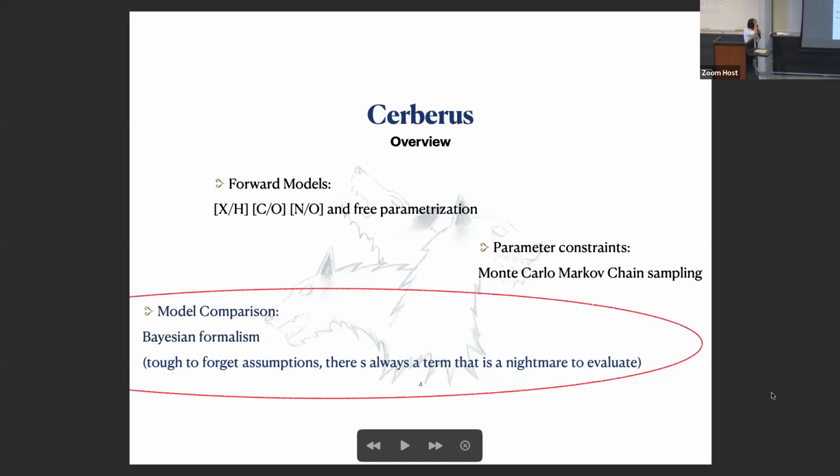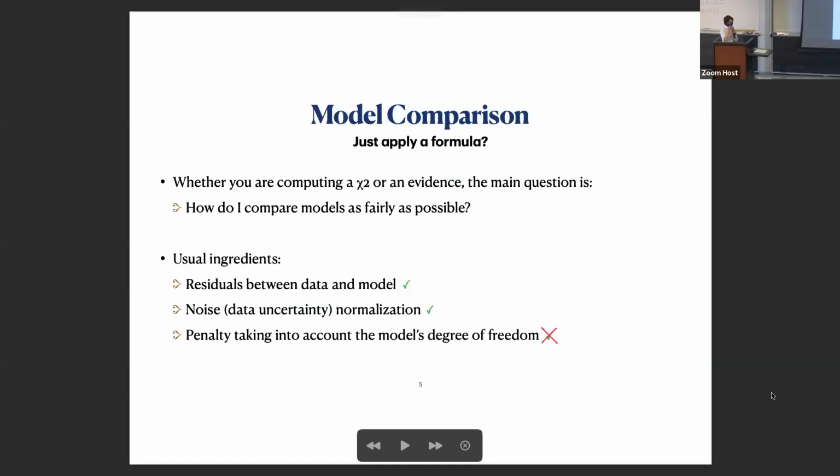Model comparison is the first place I'm going to start, because it uses Bayesian formalism. In the Bayesian formalism, it's really hard to forget the assumptions. It's usually this term that is impossible to evaluate: the probability of your model to describe your data properly. Usually you put that as 100%, because you built this model, you are sure of yourself, you think your model is going to fit those data. But in reality, this probability is not 100%, and a lot of the time you forget about it.